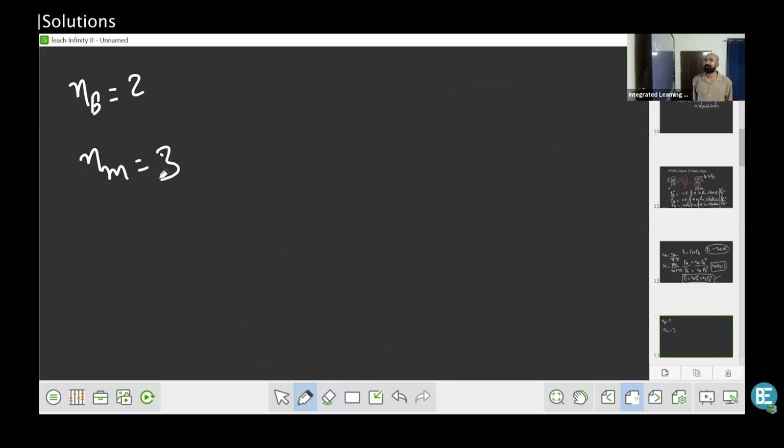Okay. Calculate the vapor pressure if vapor pressure of pure benzene is 200 atm and vapor pressure of pure methane is 100 atm.